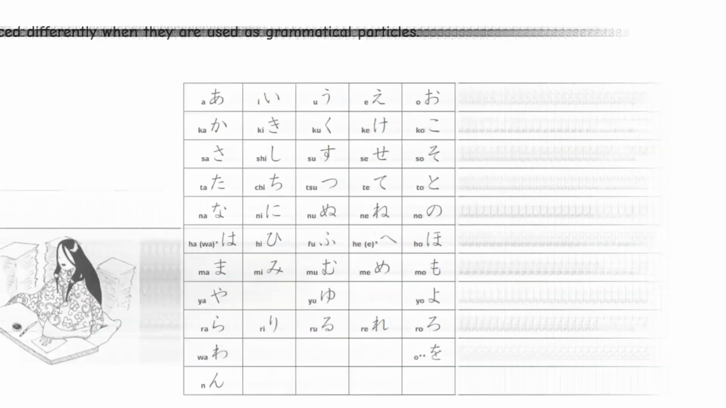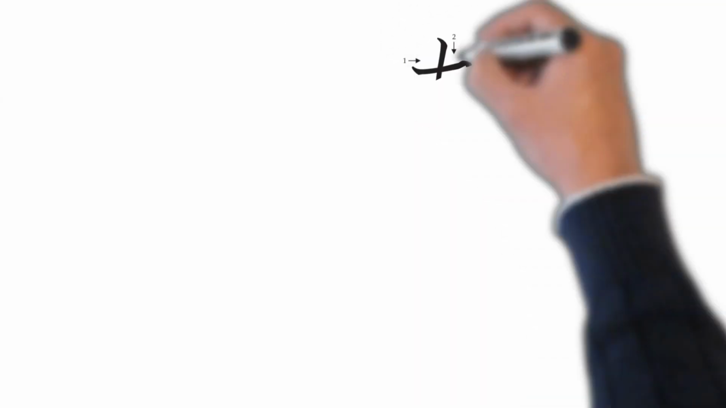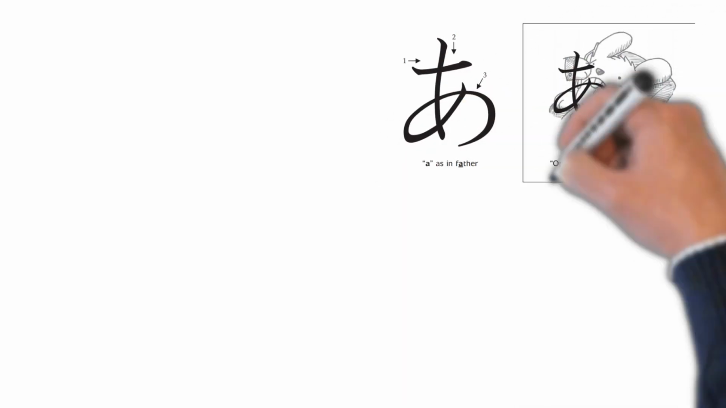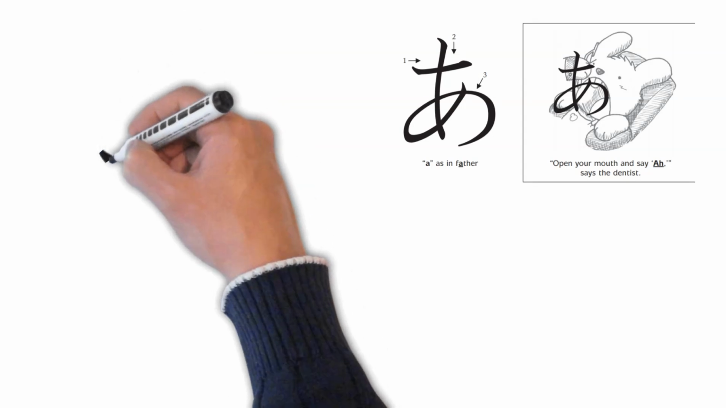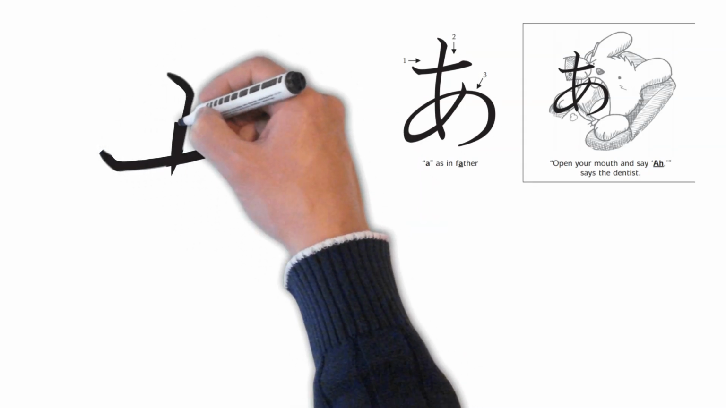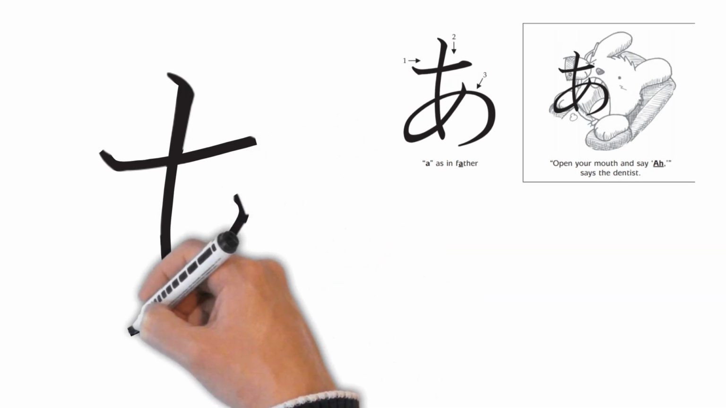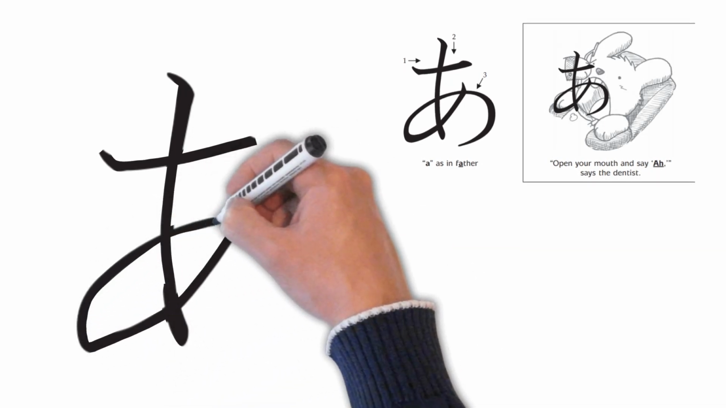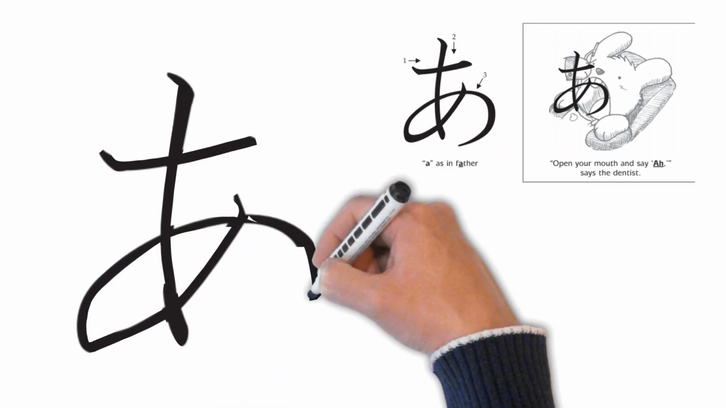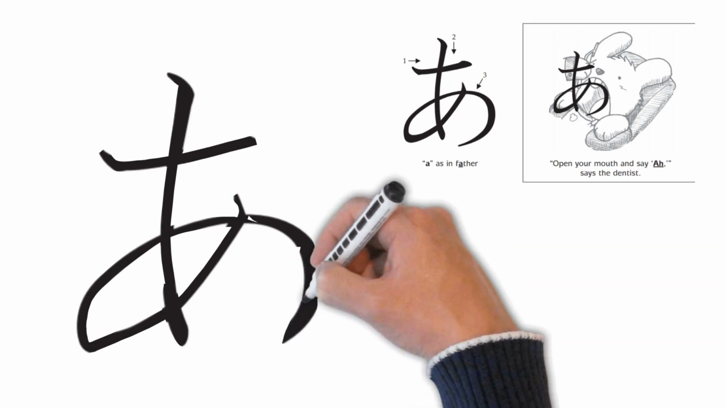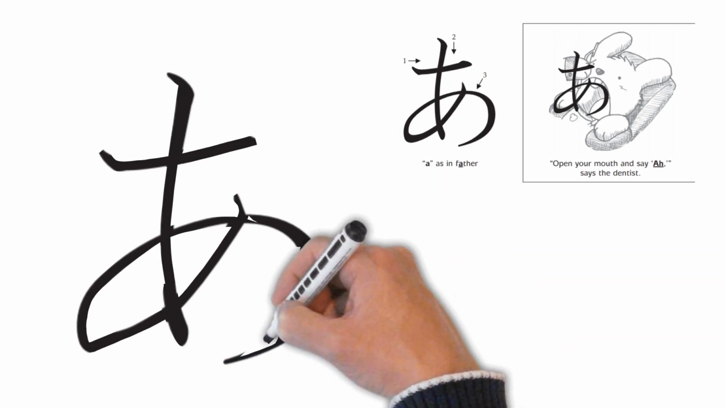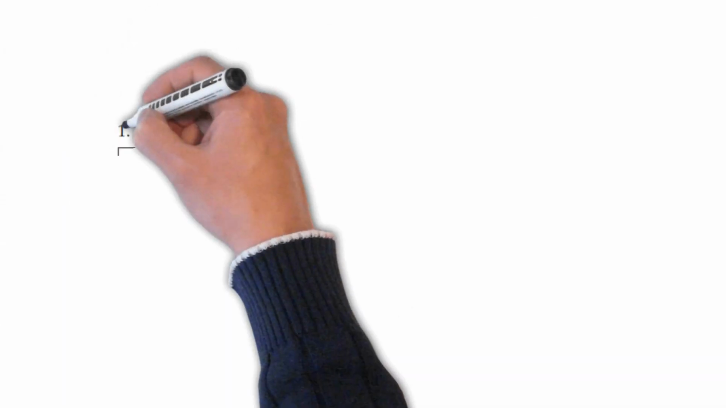Now, let's start with our first hiragana, a. How can we remember this one? It's like opening your mouth. So let's try how to write this one. It is composed of 3 strokes. There is 1, and going on this line here. So it has 3 strokes in total.